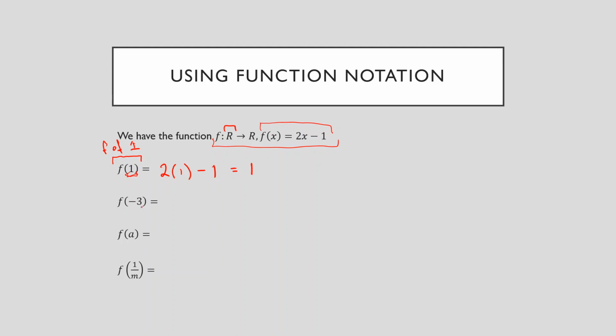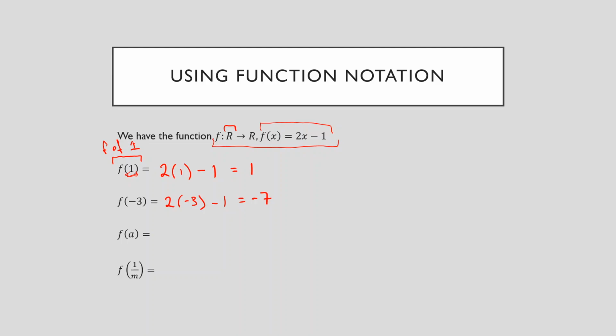In the second one here, we're going to evaluate the function at an x value of -3. So all you do is you replace wherever you see the x in your function with that value. You replace it with -3. So here we're going to have 2 times -3 minus 1. 2 times -3 is -6. -6 minus 1 is -7. And we say the value of the function at -3 is -7.